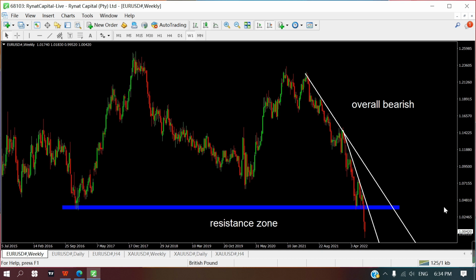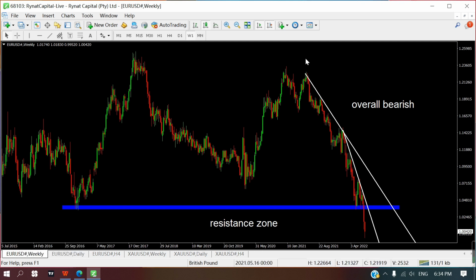Okay, now it's time to do the asset analysis. There are two assets we're going to talk about today. First of all is EURUSD. Another one is XAUUSD, which is gold. First of all, we look at the EURUSD weekly chart. Check it here.